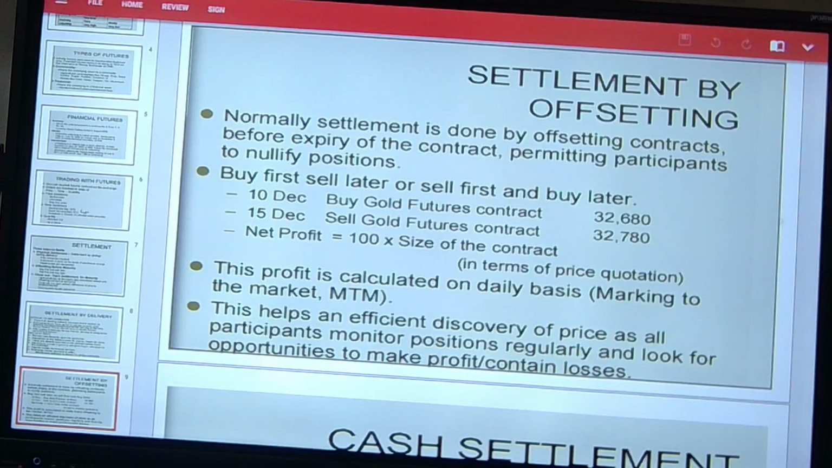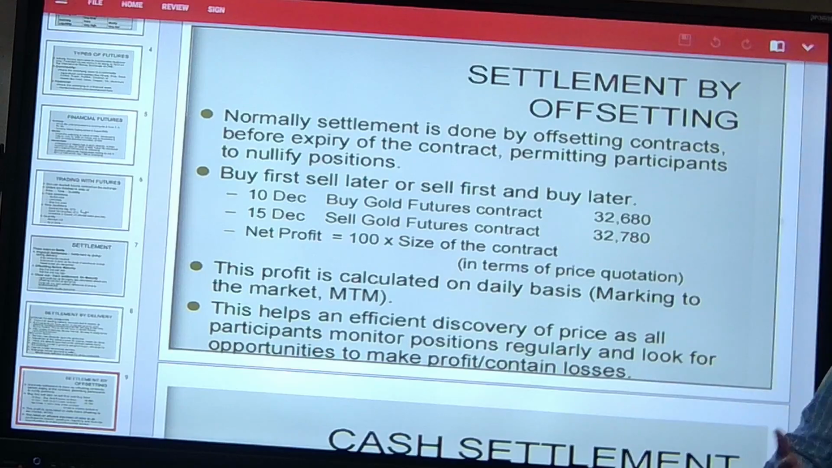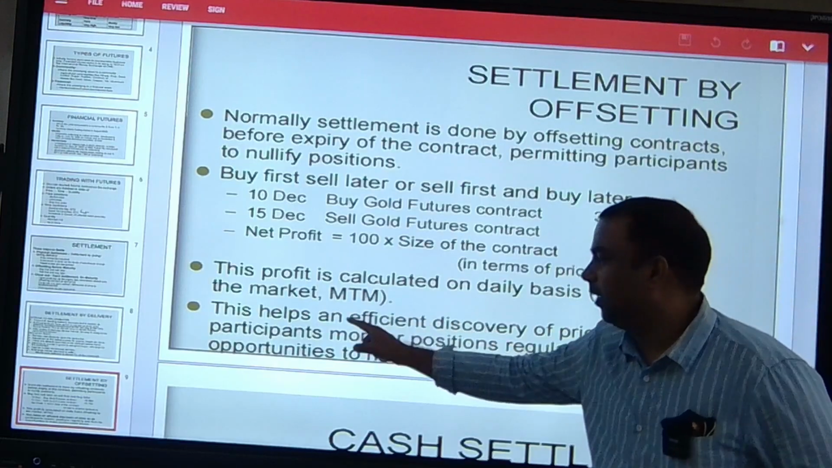So that's why you will take your position according to your risk appetite. If your contract is going in losses, you have to square off before you get more loss. Okay. So this will help in efficient price discovery. Every day settlement gives you an efficient market.